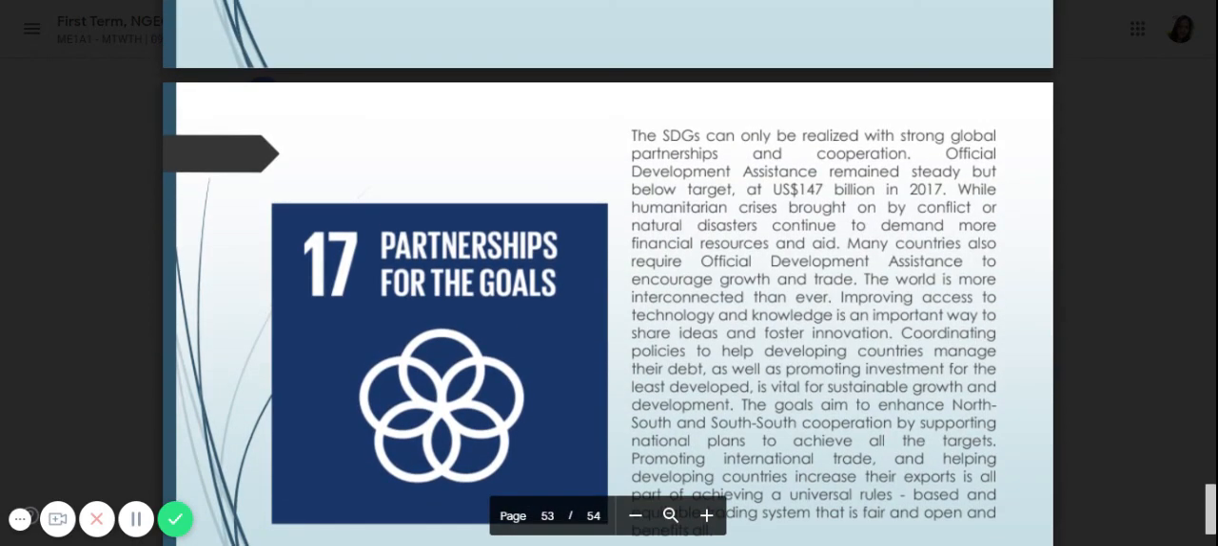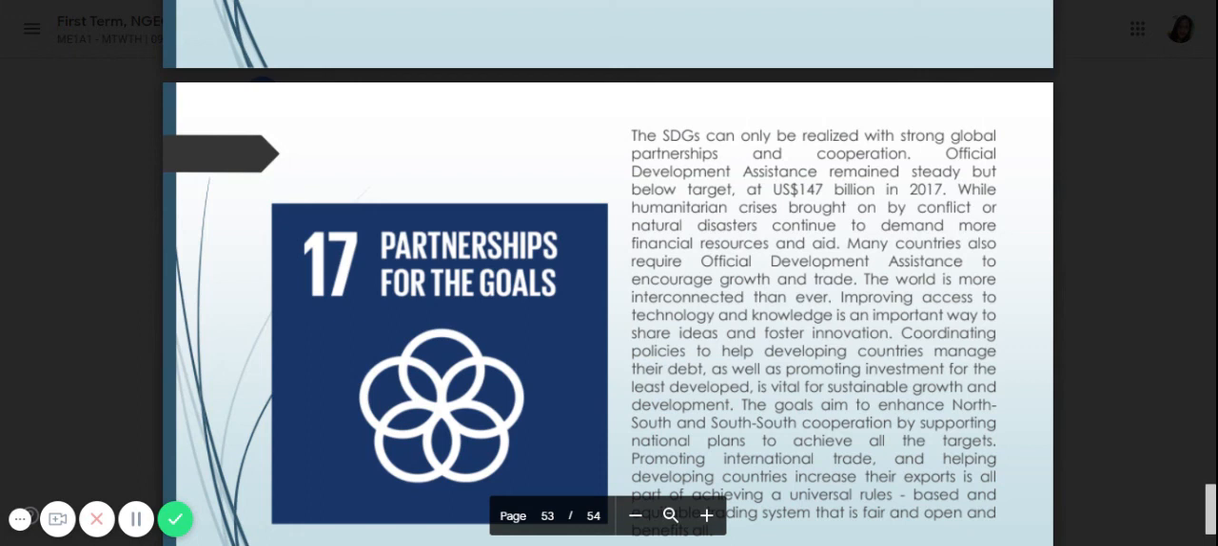And number 17, partnership for the goals. Of course, we cannot achieve all these goals without partnership. SDGs can also be realized with strong global partnership and cooperation. That's why we need to cooperate with these goals and align with these goals, so that we can also benefit from this. We can achieve it because we live here on Earth.